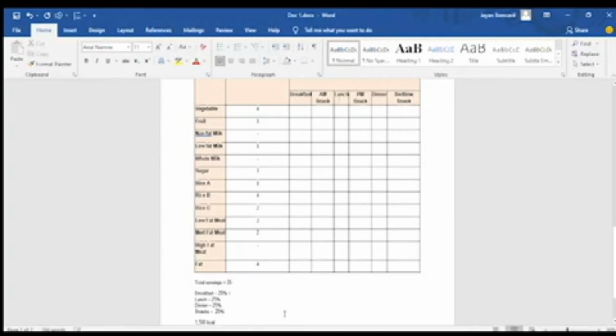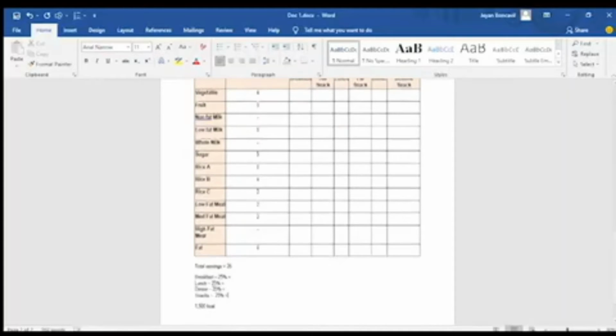So to find the number of servings for each, we divide 26 by 25%. So the 25% of 26 is 6.5.